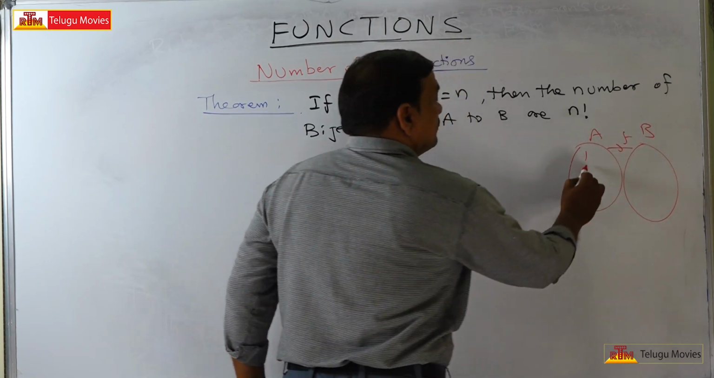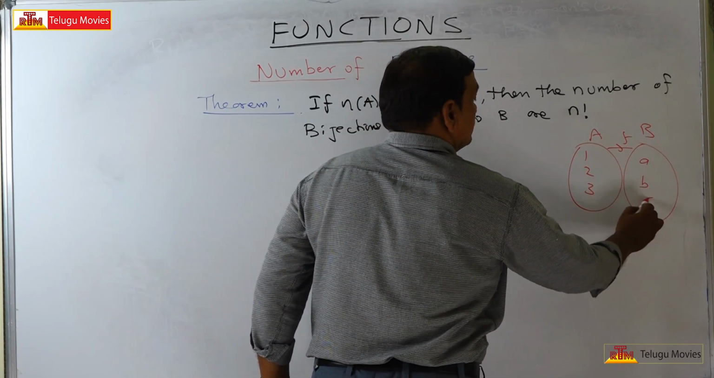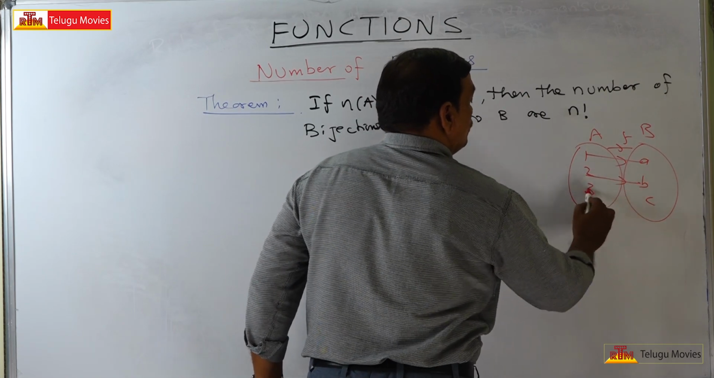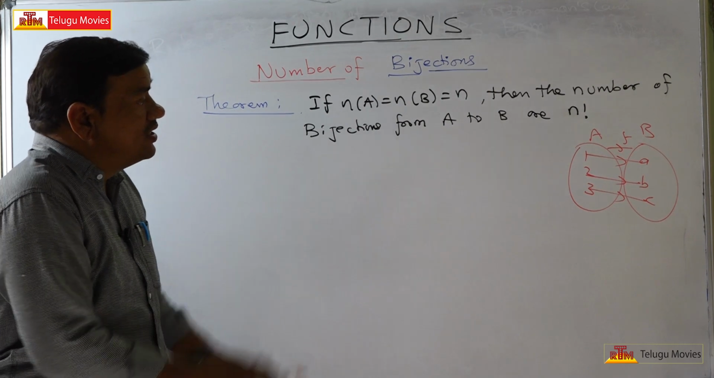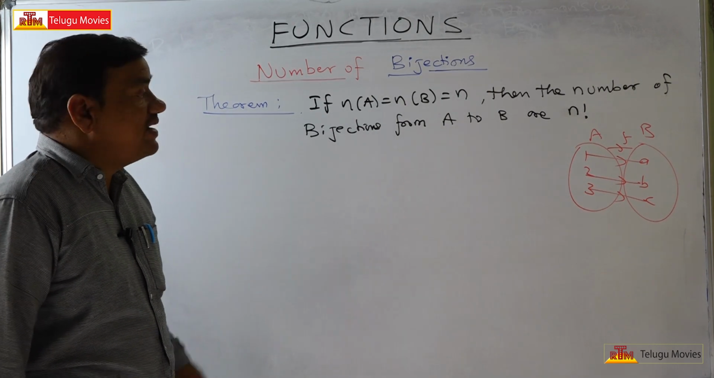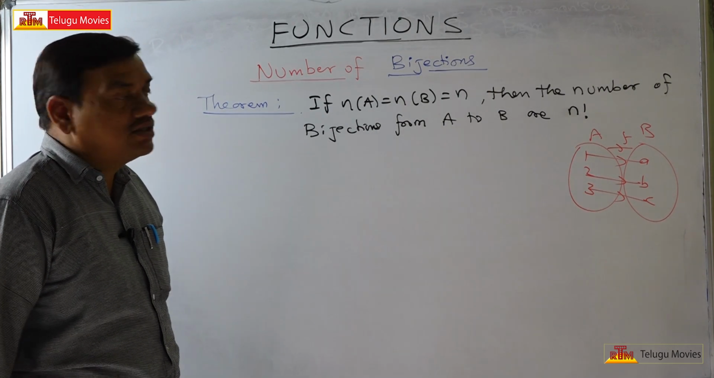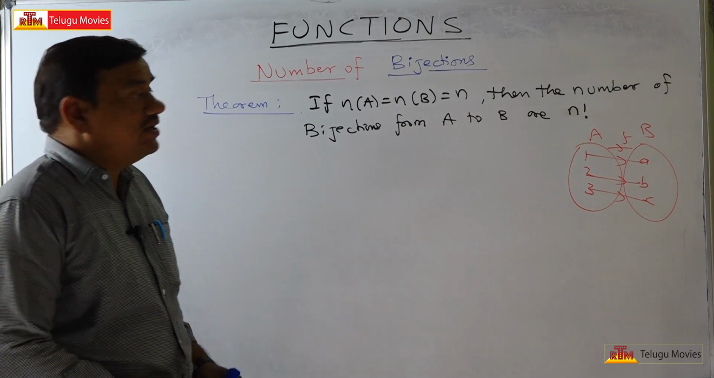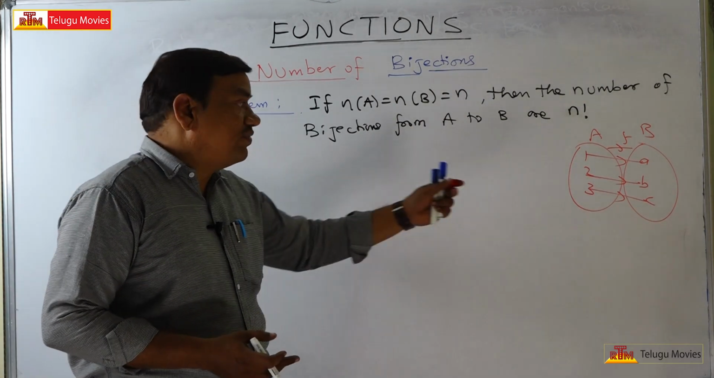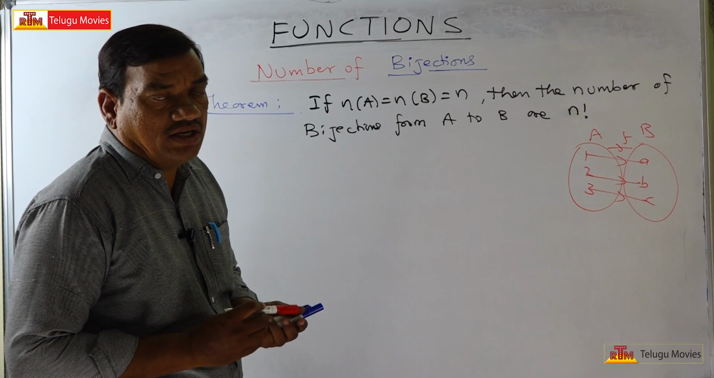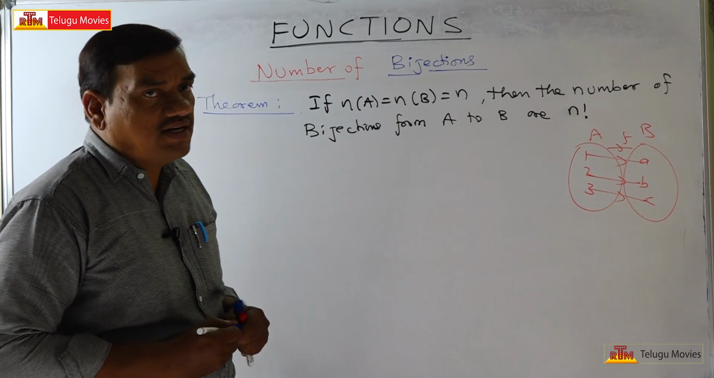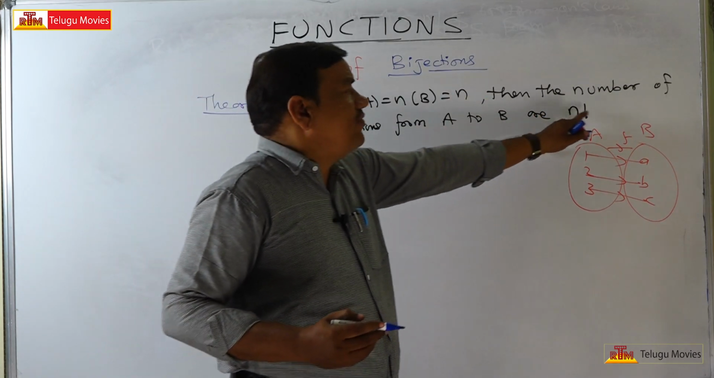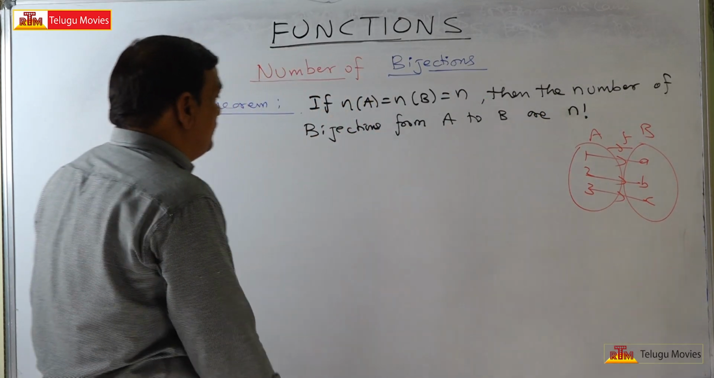So let us say 1, 2, 3 and a, b, c. 1 is mapped onto a, 2 is mapped onto b, 3 is mapped onto c here. That means A has 3 elements and B also has 3 elements. Therefore, there exists a one-one and onto function. Therefore, all are bijections. Now, how many bijections will we get? That is given by n factorial. So, very easy concept here.